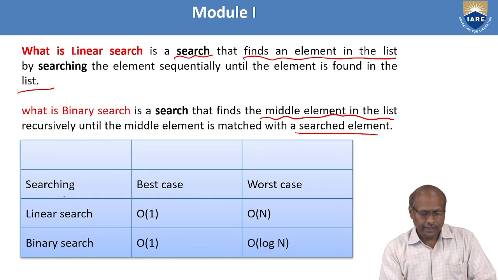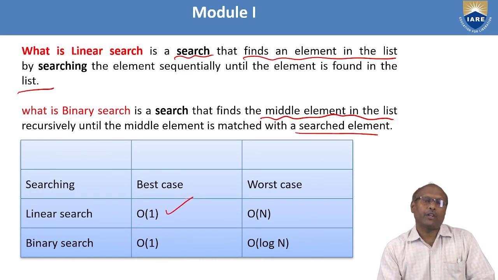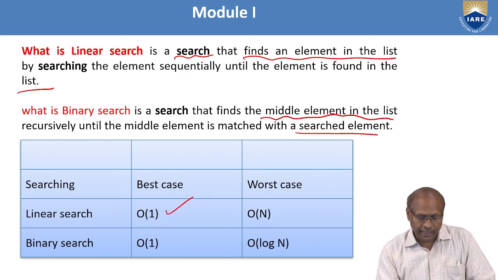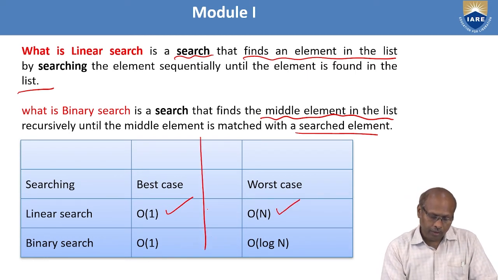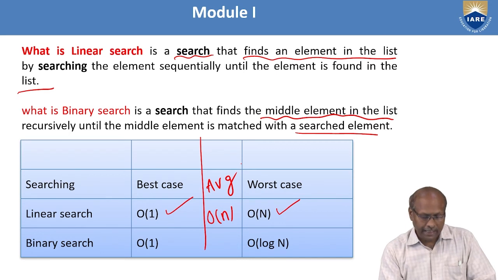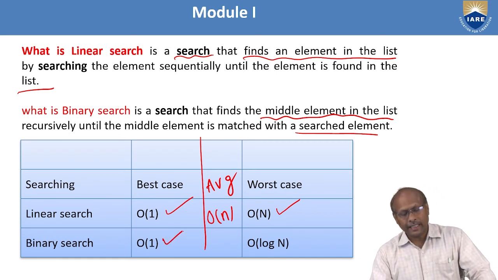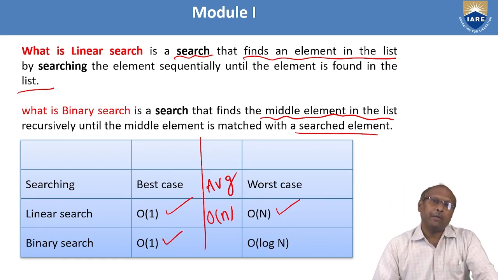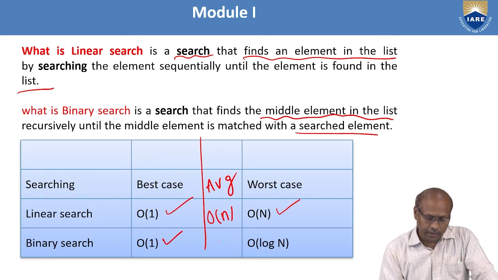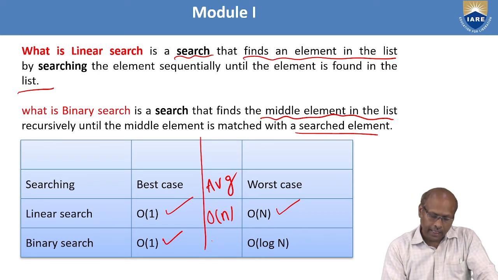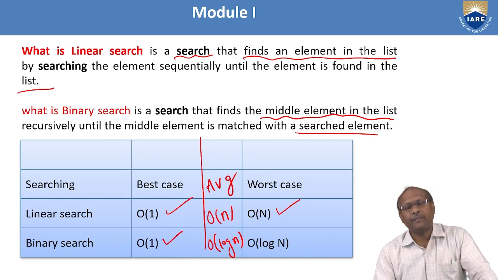For linear search, the best case time is order of 1. For linear search, the worst case time is order of n. Of course, the average is also order of n. This is the average case. Similarly, for binary search, the best case is order of 1, which comes whenever the element is available in the first middle itself. In the worst case, order of log n, and in the average also order of log n. So this is the way you can answer.